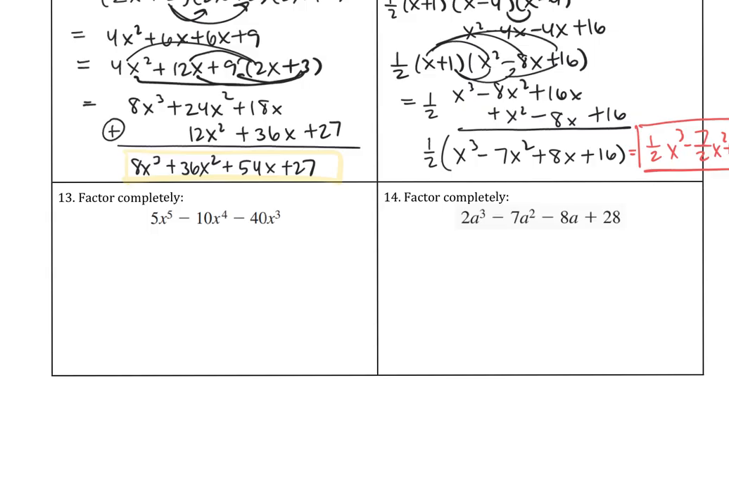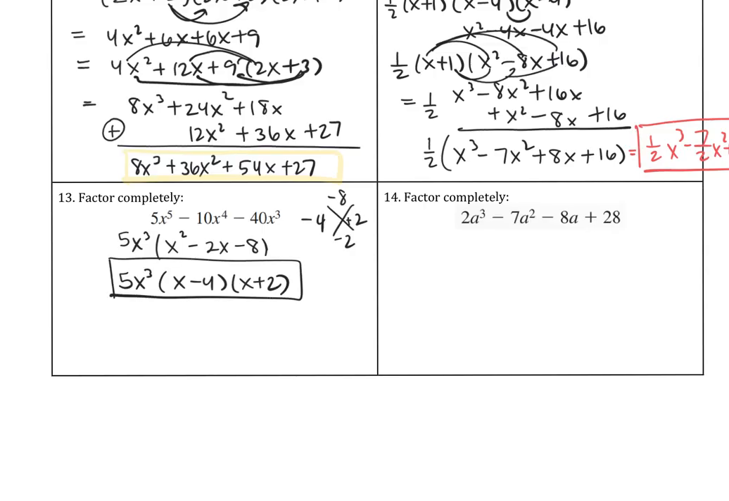Regardless of your method of choice, it's probably a good idea to take your GCF out of 5x cubed, and we'll be left behind with x squared minus 2x minus 8. And now we can just use the x method. What multiplies to -8 and adds to -2? We've got 4 and 2, but I need the 2 to be positive and the 4 to be negative. So 5x cubed times x minus 4 times x plus 2 is as far as we can go right there.